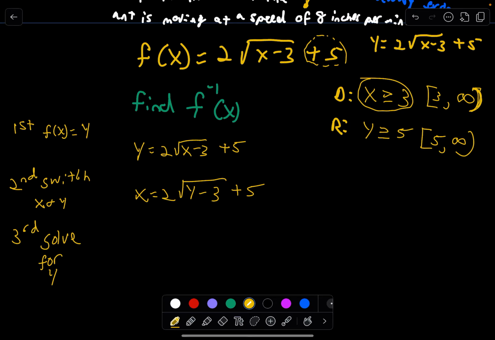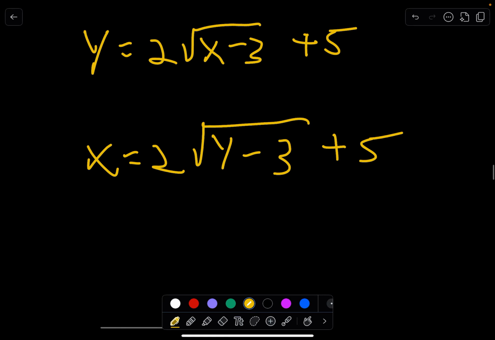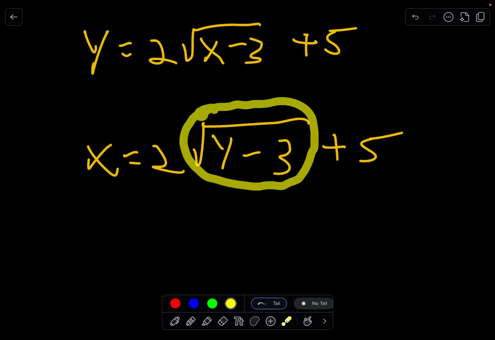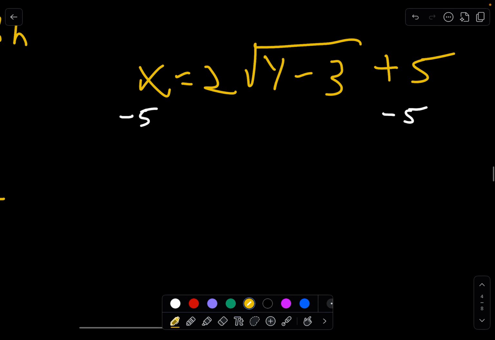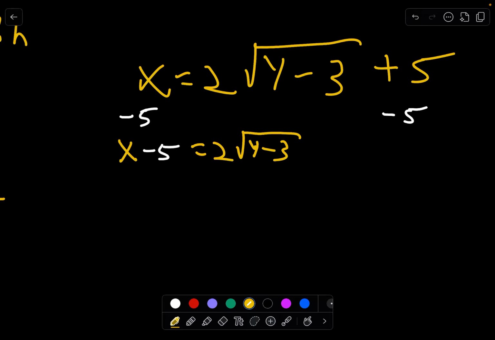So how would I solve for y on this? Well, I need to isolate the square root because that contains the y. So to isolate the square root, I'm going to drop opposites and subtract 5. I'm going to do that on the outside. So now we got x minus 5 equals 2 times the square root of y minus 3.